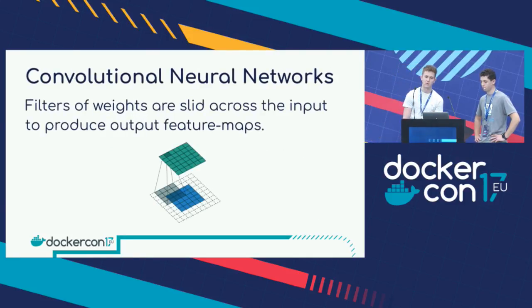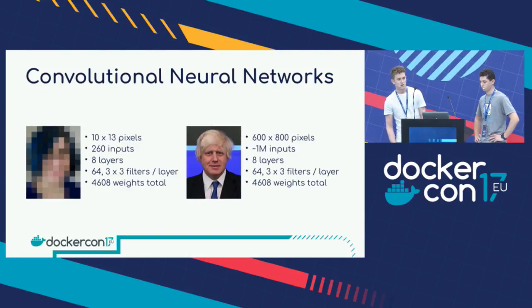Enter convolutional neural networks. Convolutional neural networks are another form of neural network whereby a filter of weights is slid across the input map, and it creates output maps accordingly. This differs from a fully connected neural network in that you share weights across the layer, which means that you can reduce the number of weights which you have to learn.